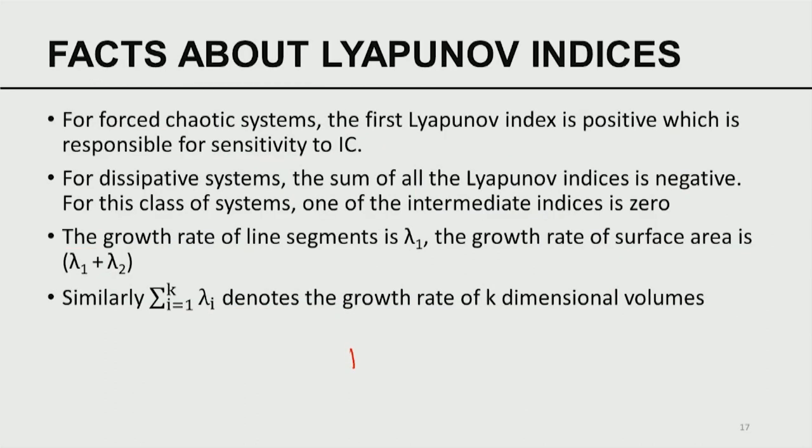Now I'm going to give you well-known information about certain facts about Lyapunov indices. I have not defined what a chaotic system is. Now let me talk about the definition of a chaotic system. When do I say a dynamic system is chaotic? Given a dynamic system, if you compute the Lyapunov index, and the Lyapunov index is positive in some part of the domain, then it is called chaotic.